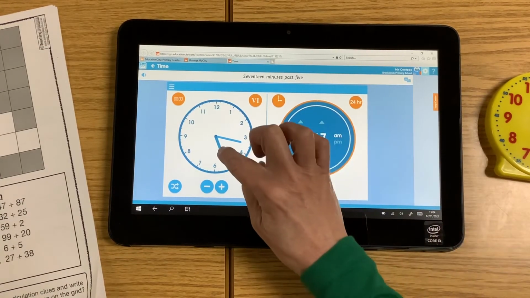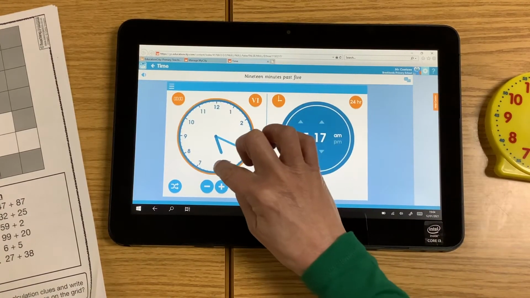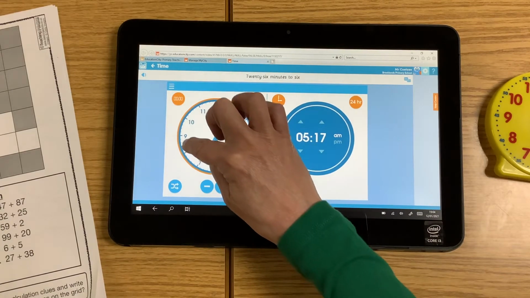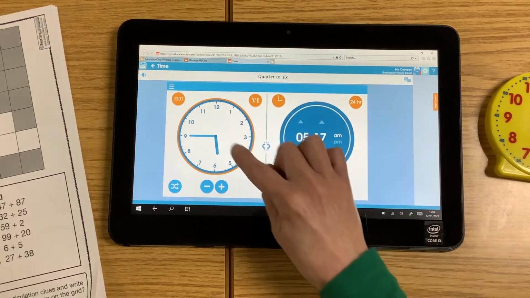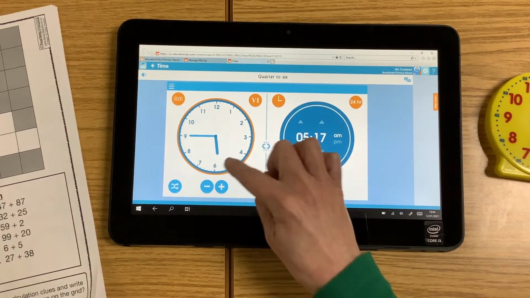What if I changed the time and I took my minute hand on round and I put it right there? What would that time show me? Well, the hour that I've gone past is 5.